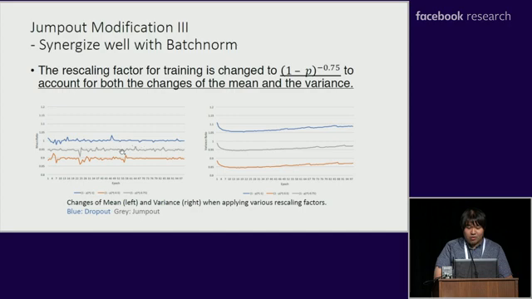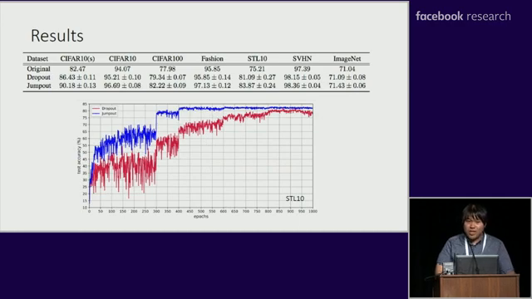So empirically, from the two plots shown below, the blue lines correspond to the original dropout rescaling factor, which can be almost perfect for the mean changes, but can be quite off for the variance. While the gray lines, which is the jump-out rescaling factor, has nice trade-offs for both the changes, the mean and the variance, and therefore it can synergize much better with batch norm layers in practice. And here we present our results.